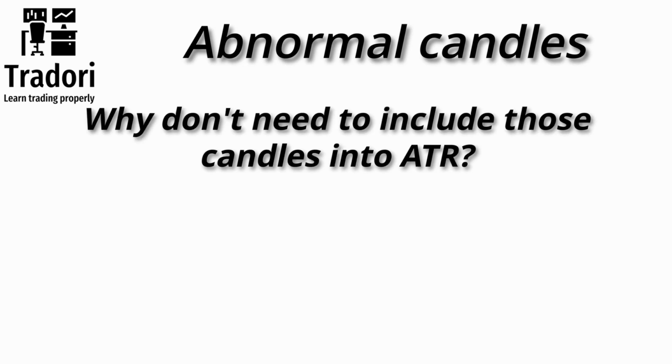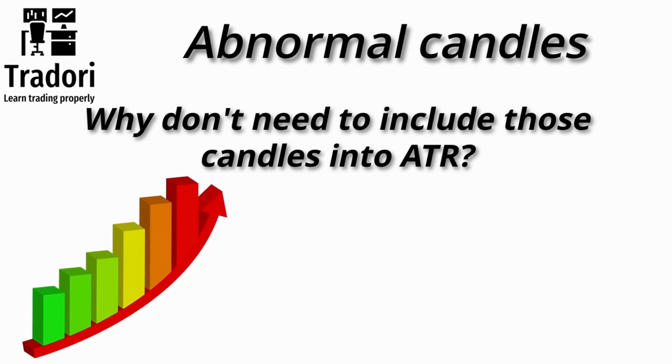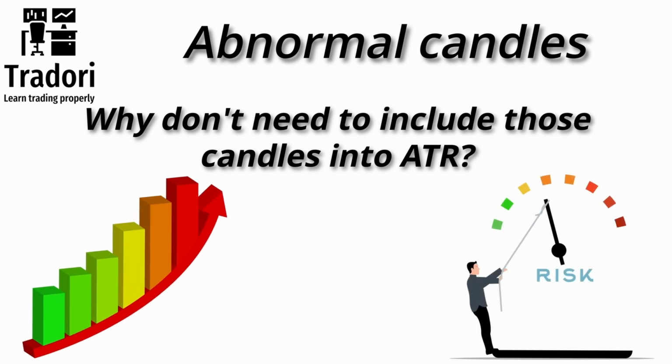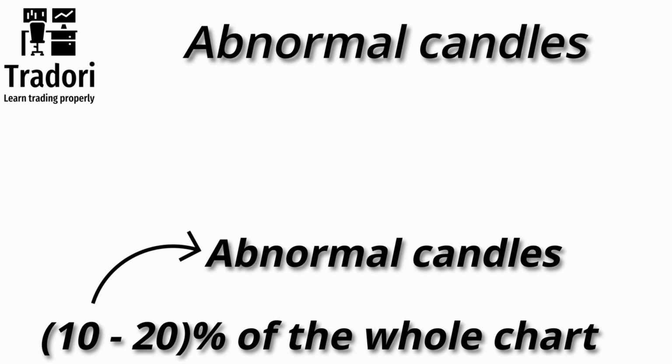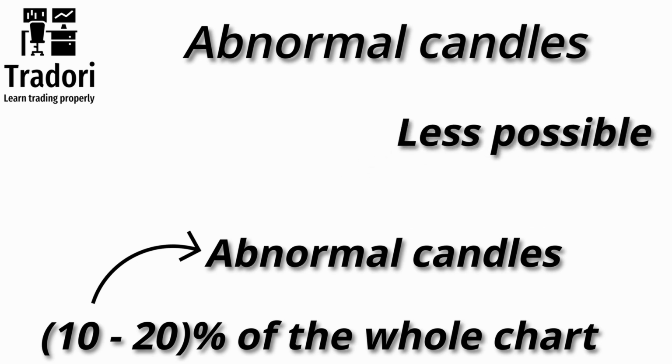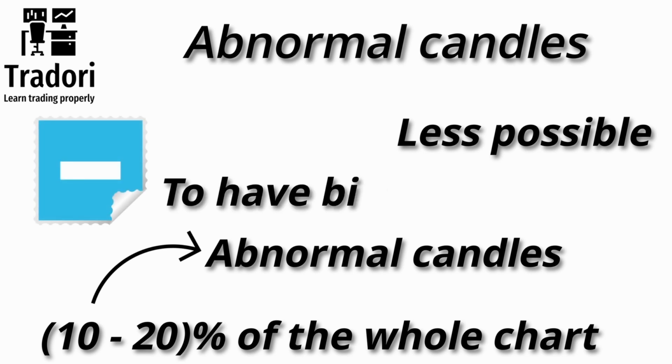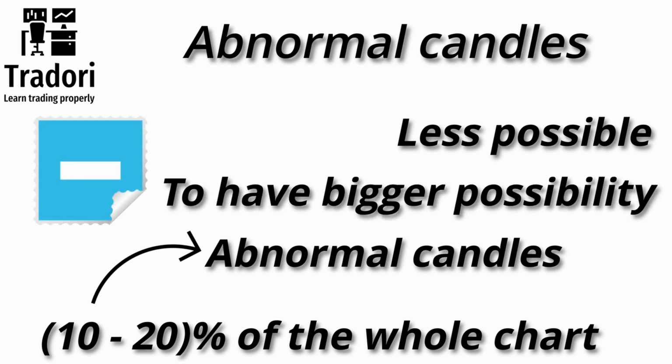Why do we not include those abnormal candles in ATR? Simple. Because we would be increasing our expectations, and holding higher expectations is always riskier. Approximately 10 to 20% of the whole chart consists of abnormal candles, and higher expectations are less likely to be met. Therefore, we must subtract abnormal candles from the ATR calculation in order to have higher probability on our side.